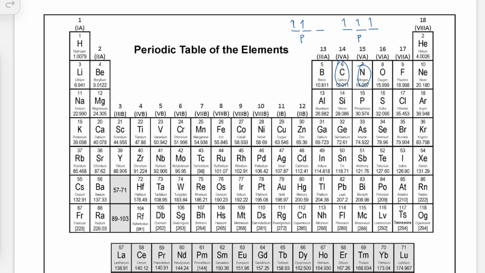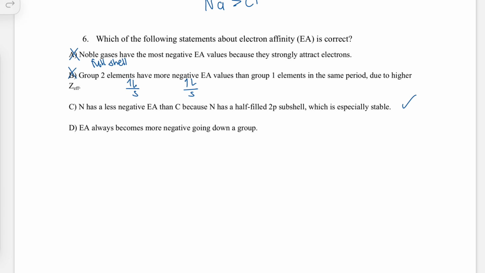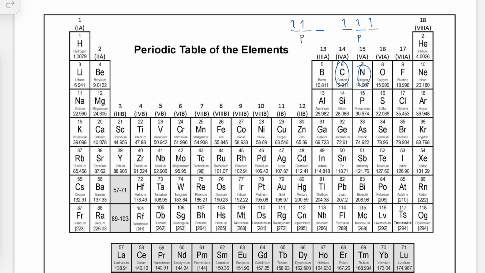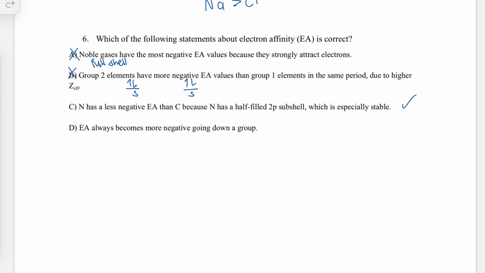And then this will make nitrogen have a less negative electron affinity, because once again, having a more negative electron affinity means that they want another electron, but nitrogen wants it less than carbon because it has the half-filled p subshell. So this is the answer.